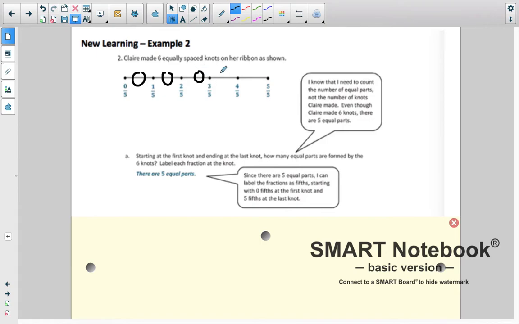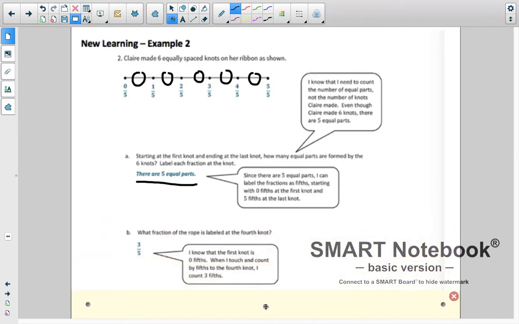So 1, 2, 3, 4, 5. There are 5 equal parts, and that shows me that I'm going to make this number line in fifths. If I have the 5 equal spaces, that is going to tell me that there are 5 equal parts, and my fraction will be labeled in fifths. The next one says, what fraction of the rope is labeled at the 4th knot? So I'm going to look 1, 2, 3, 4, and at the 4th knot is 3/5, just like what it says right here.